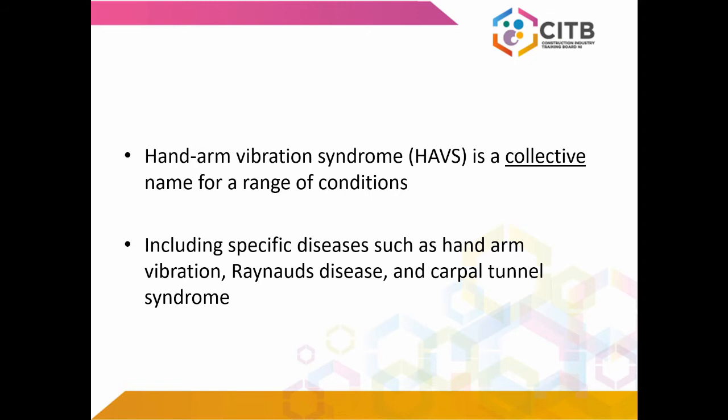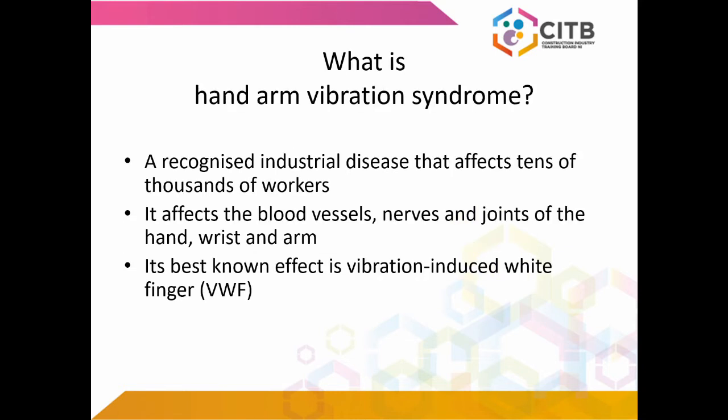Hand-arm vibration syndrome is a collective name for a range of conditions, including specific diseases such as hand-arm vibration, Raynaud's disease, and carpal tunnel syndrome. So what is hand-arm vibration syndrome? It's a recognized industrial disease that affects tens of thousands of workers. It affects the blood vessels, nerves, and joints of the hand, wrist, and arm. Its best known effect is vibration-induced white finger.